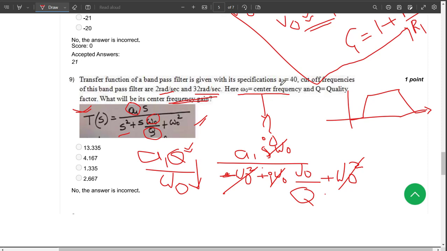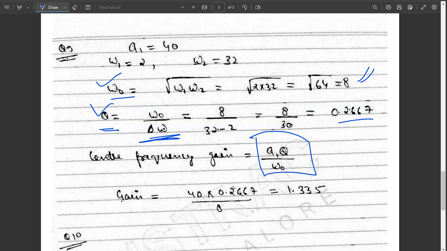We have already got omega naught, and we have already got q, and a1 is given here as 40. We'll put it here, and we get gain equal to 1.335. Any doubt?